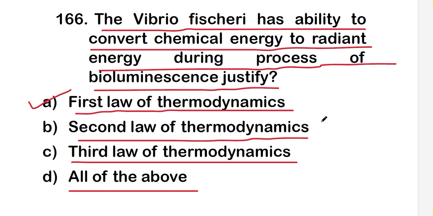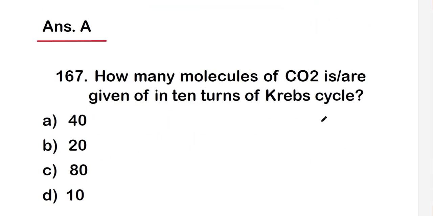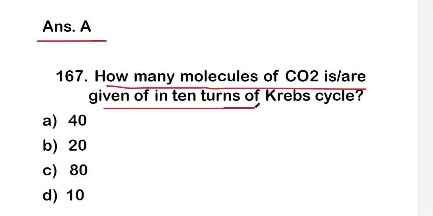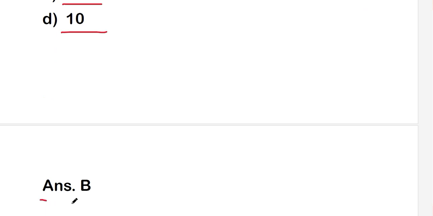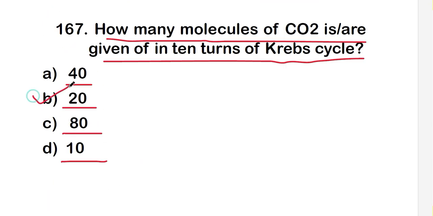Let's move on to question number 167. How many molecules of CO2 are given off in 10 turns of the Krebs cycle? After 10 turns of the Krebs cycle, how many CO2 will we get? The options are option A, 40, option B, 20, option C, 80, option D, 10. The right one is option B, that is 20. So we will get 20 CO2 molecules after 10 turns of the Krebs cycle.